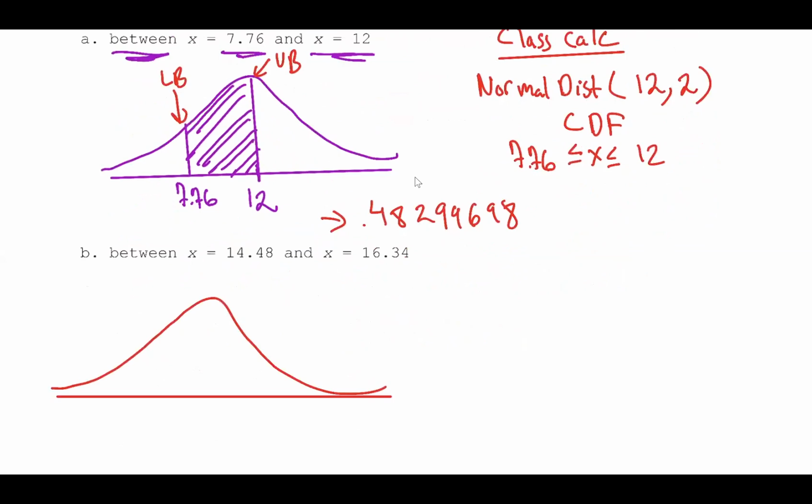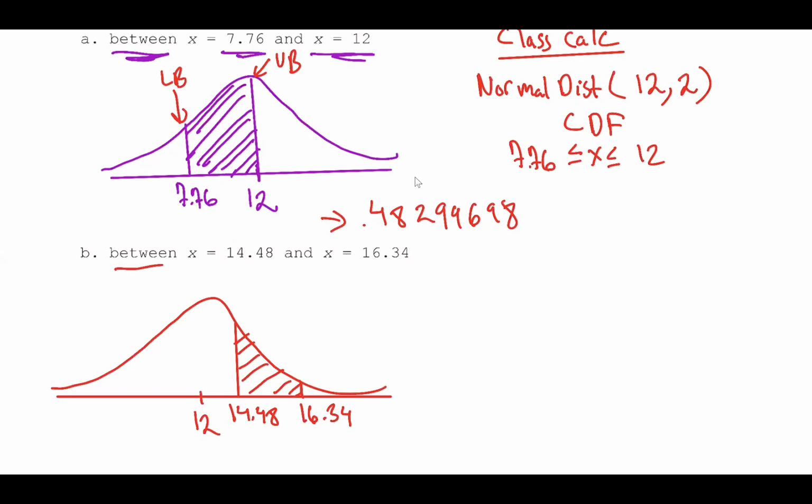For B, if you look at it, it says between 14.48 and 16.34. So the mean is still going to be 12. And then we have this one, which is 14.48, and this one, which is 16.34. Since it says between, that means the middle. All right. So that's your drawing.